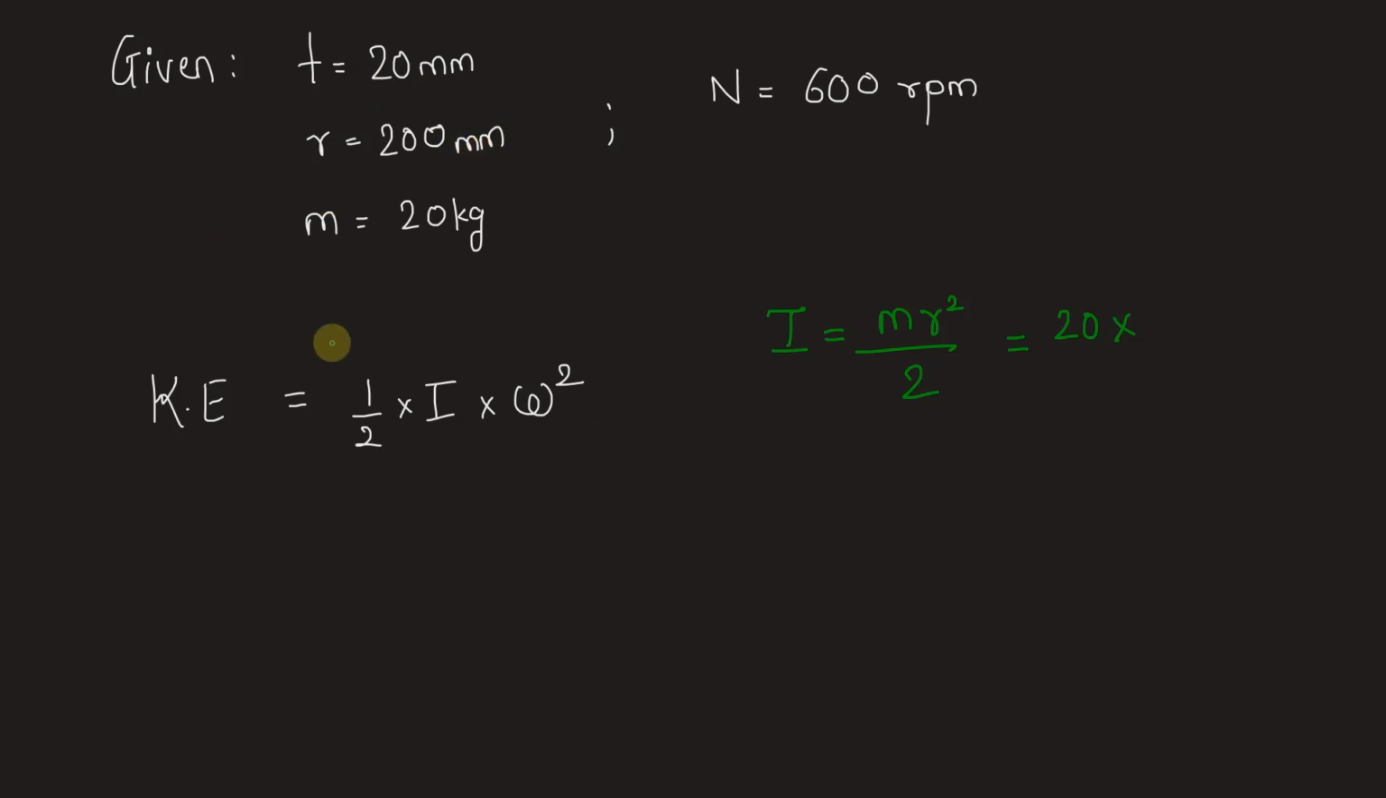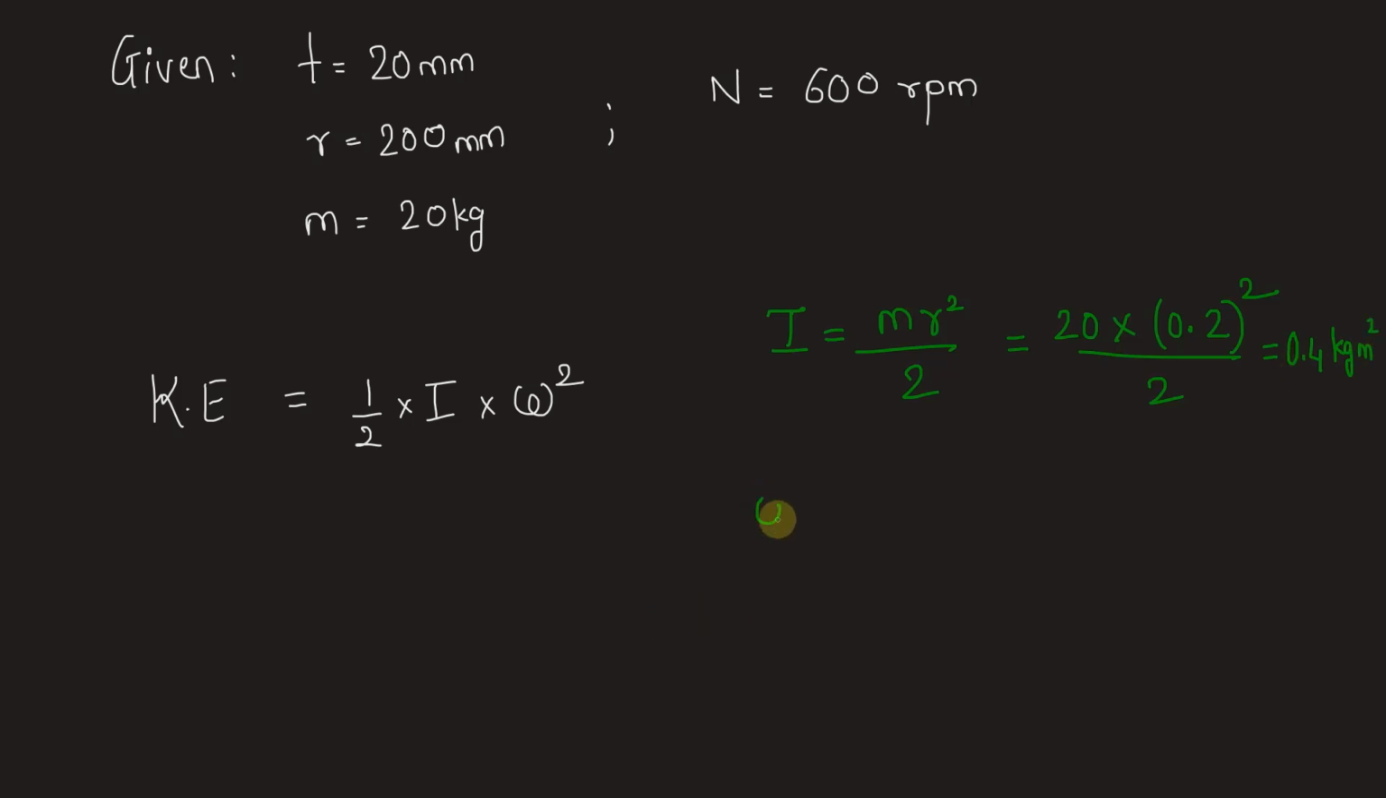We have mass is 20 kg, radius is 200 millimeters. As we need to find out kinetic energy in joules, that is Newton meter, we'll substitute all the values in meters. So radius of 200 millimeters, in meters, is 0.2 meter. 20 into 0.2 squared divided by 2. Mass moment of inertia comes out to be 0.4 kg meter squared.